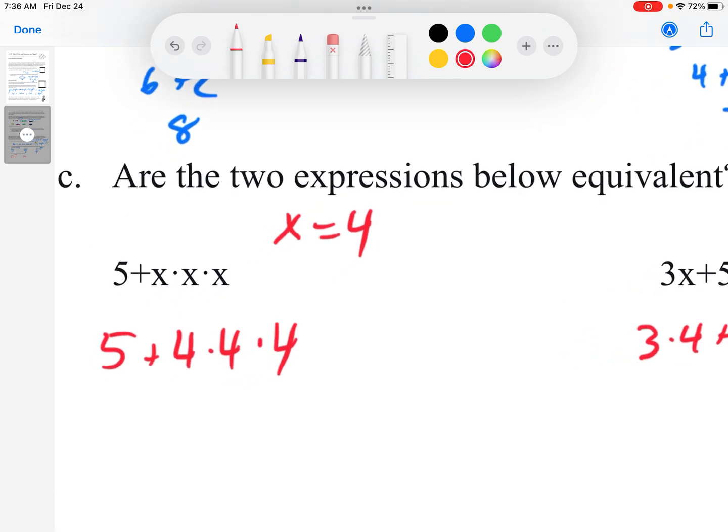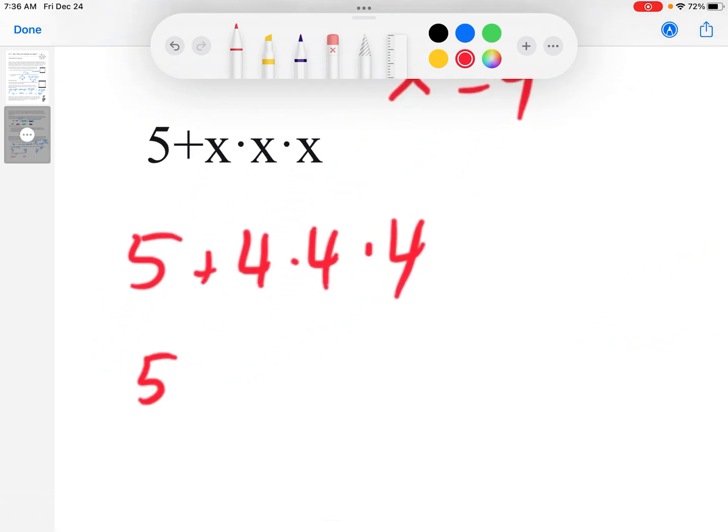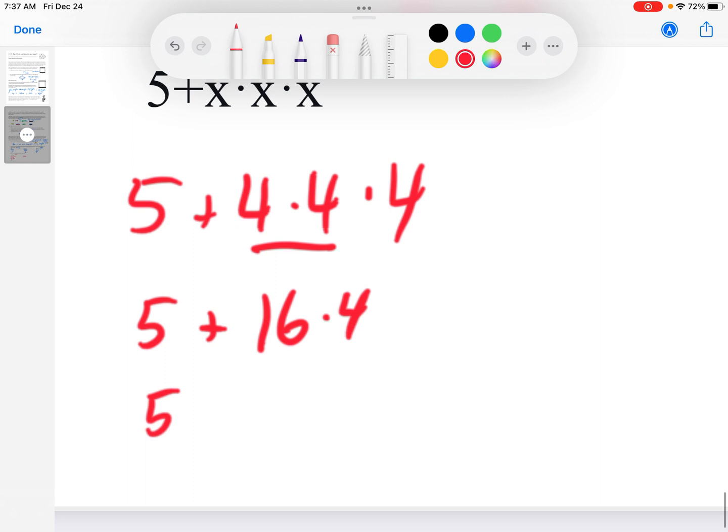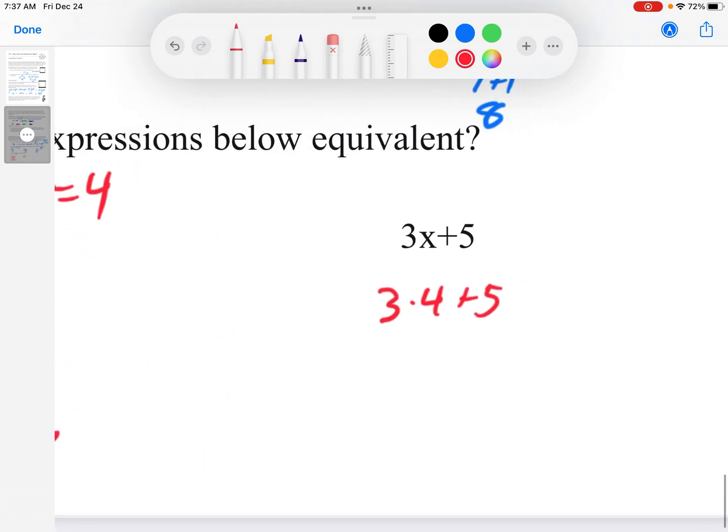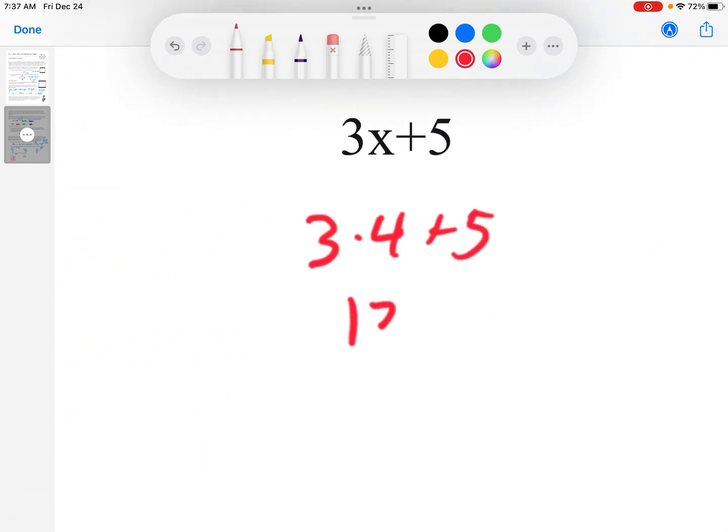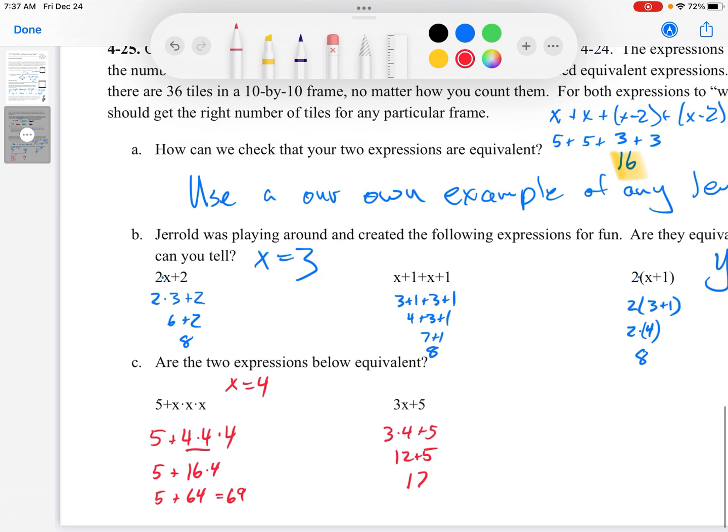All right, let's see. 5 plus, now we have to multiply. 4 times 4 is 16. 5 plus 16 times 4 is 64. 5 plus 64 is 69. Let's check this one. 3 times 4 is 12. 12 plus 5 is 17. Are they the same? No, they're not. We have two different numbers, don't we?